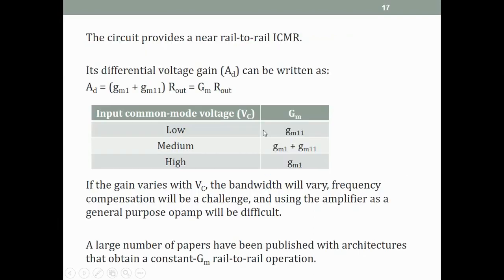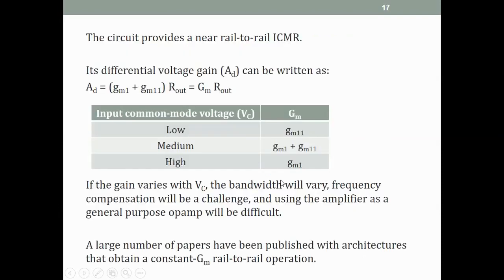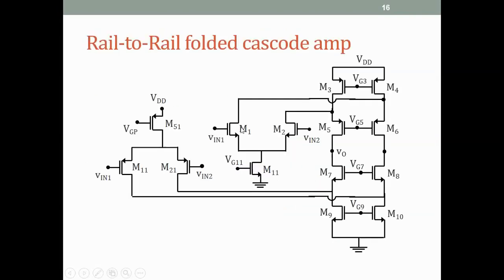If we were to find the voltage gain of this amplifier, by the way, the inputs are applied here. This is Vin1, this is Vin1, this is Vin2, this is Vin2 also. So the inputs are applied to both the differential pairs. The output is taken here or here, if it is taken differentially. So the differential voltage gain of this complete amplifier we can write as (gm1 plus gm11) times Rout. So gm1 is this and gm11 is this.